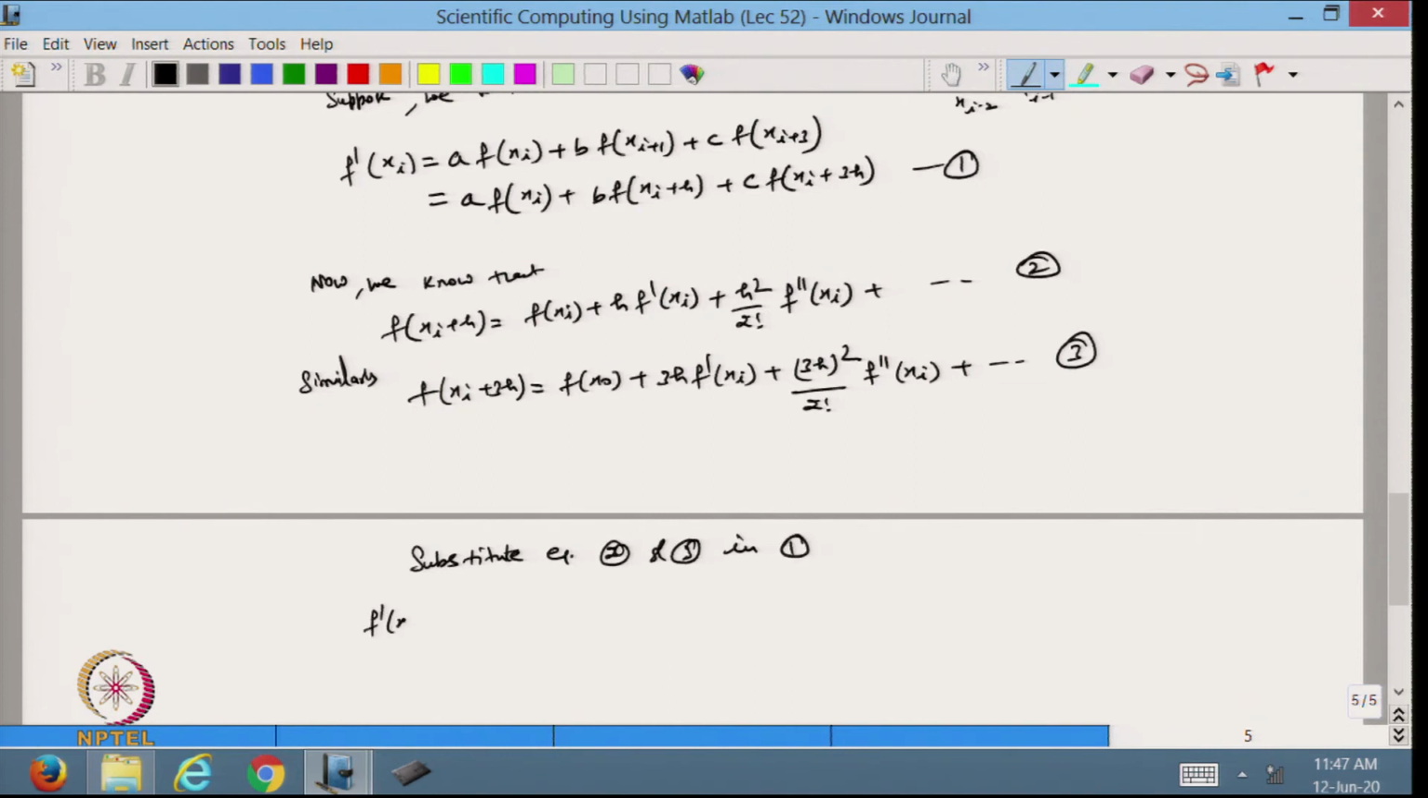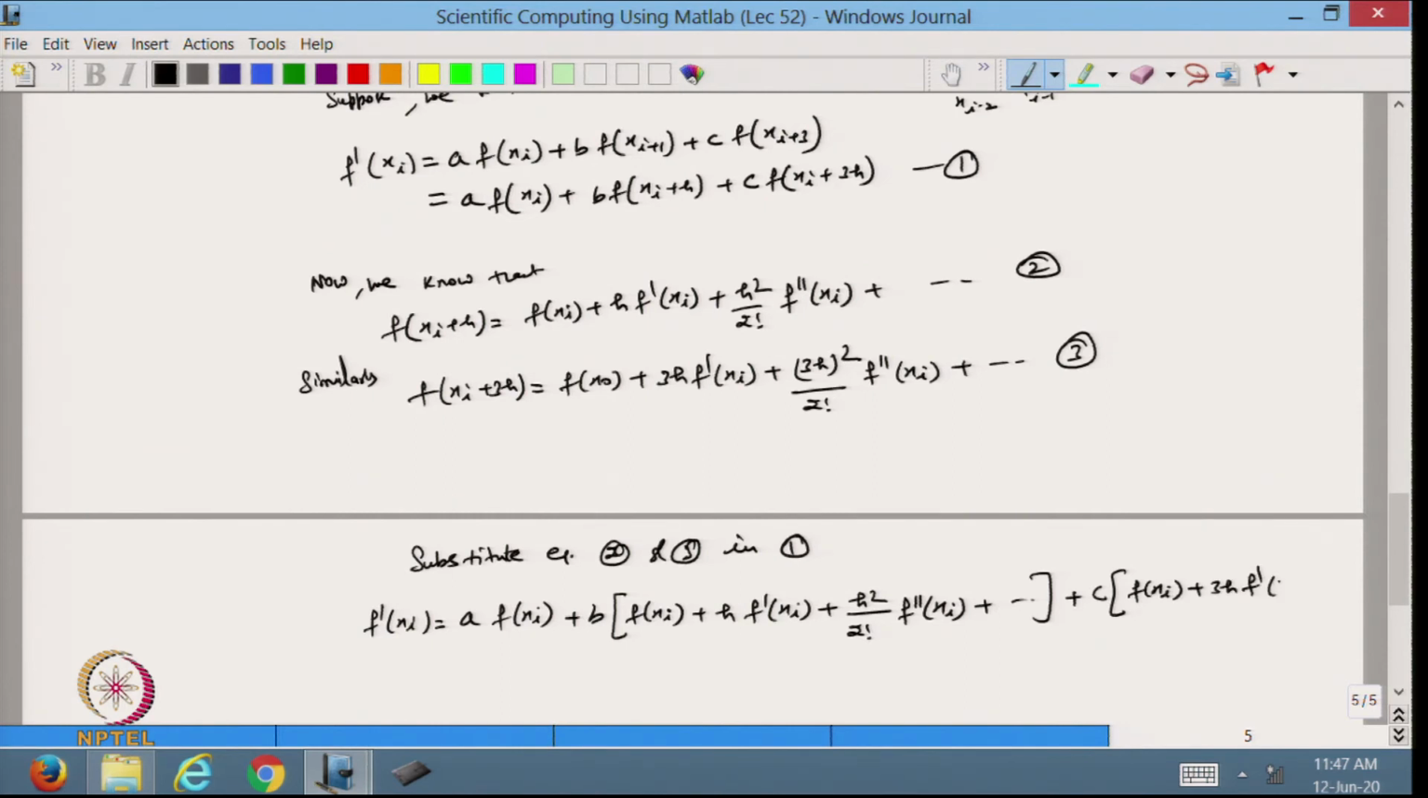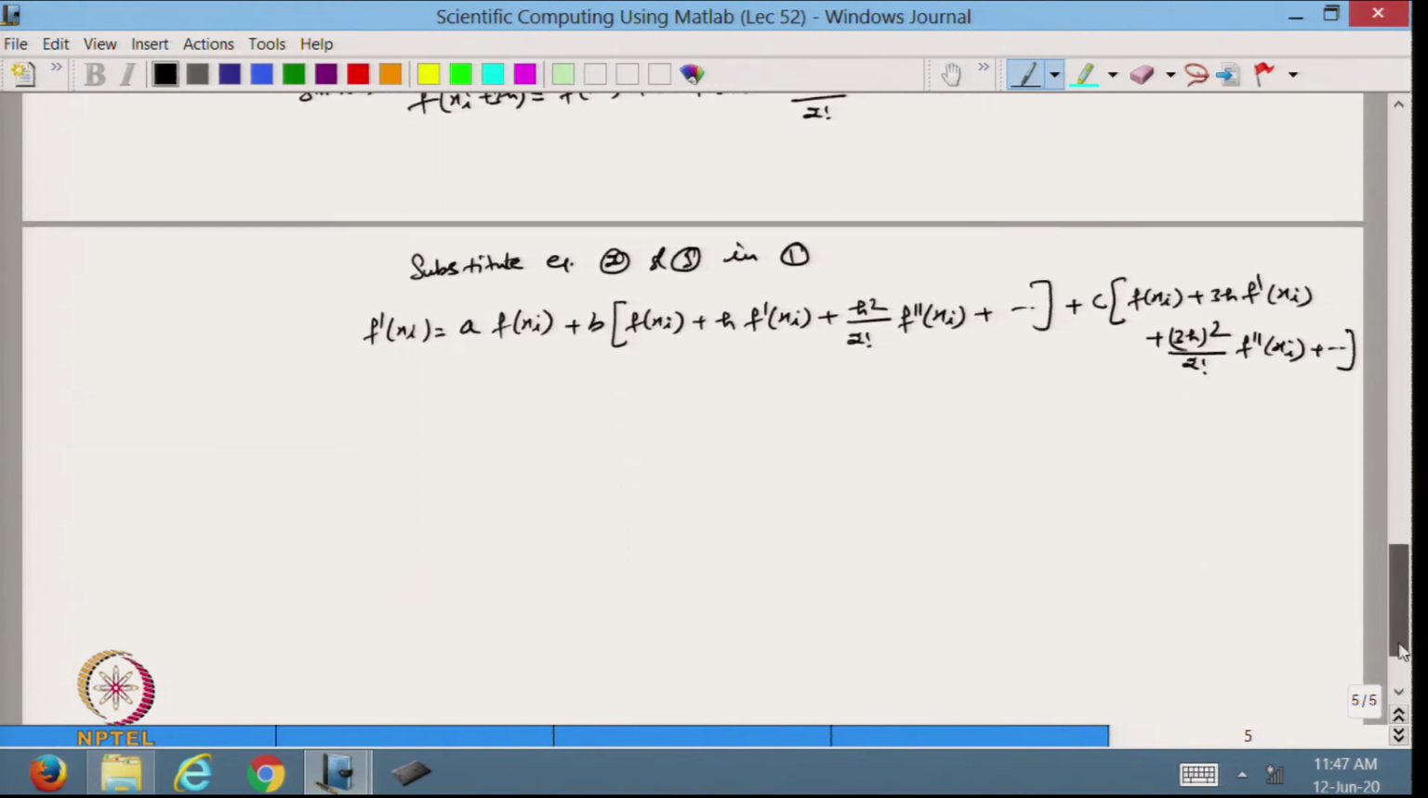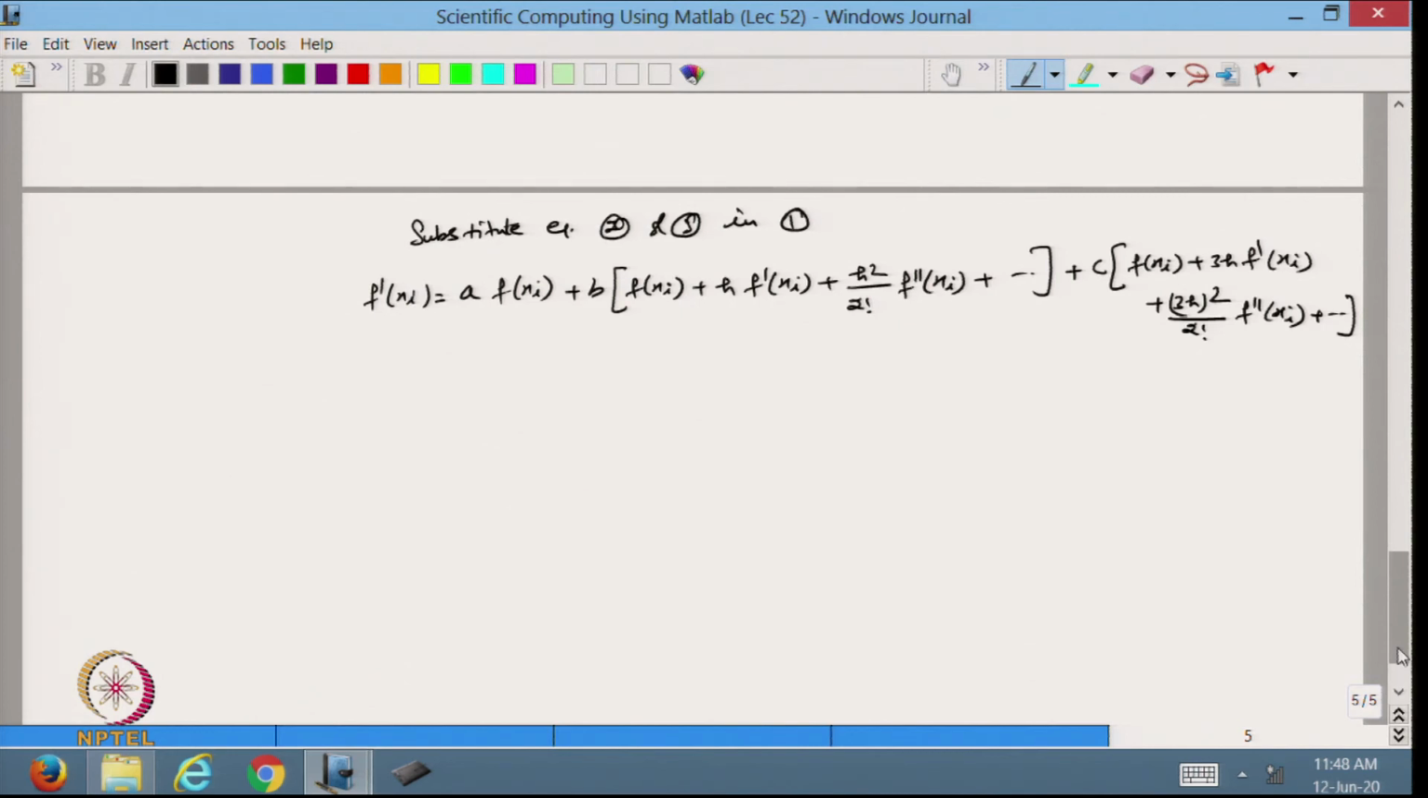So I can write from here a f at xi plus b, and I can write this way, plus c, by 2 factorial f'' xi and so on. So now this is the final expression we get. Now from here I can collect the terms corresponding to f(xi). Then I can collect the terms corresponding to f'(xi) and so on.